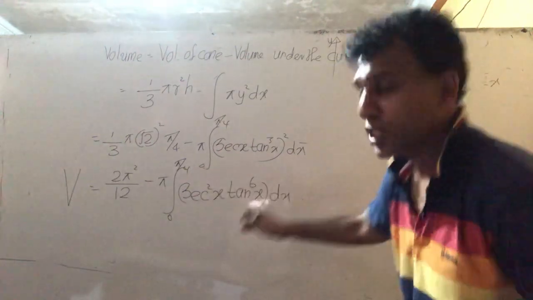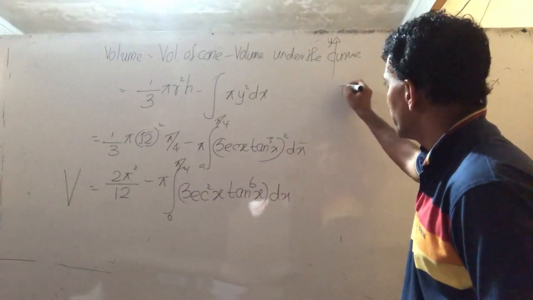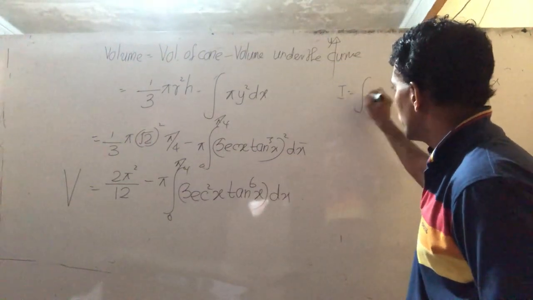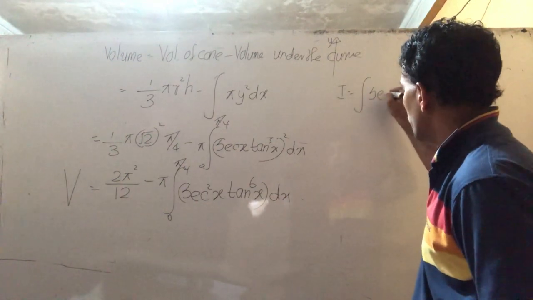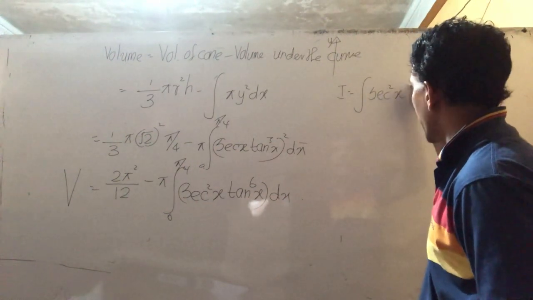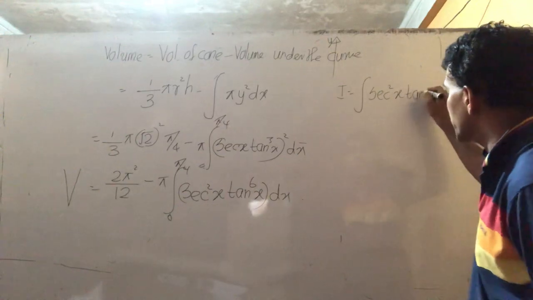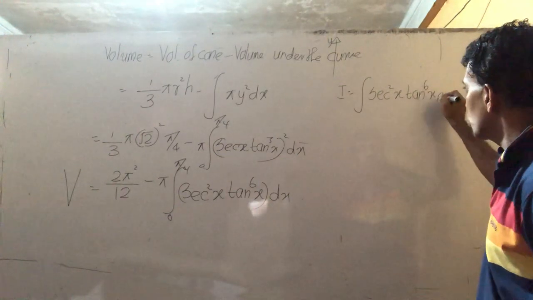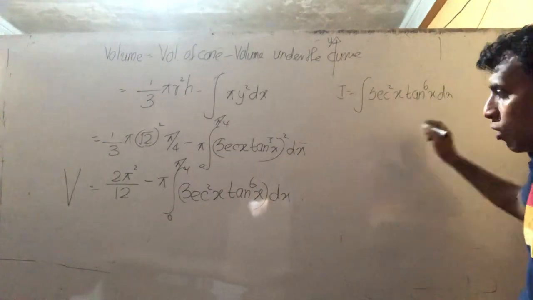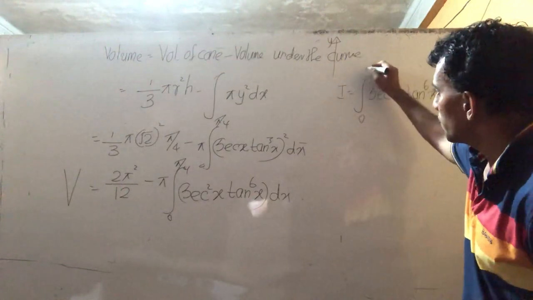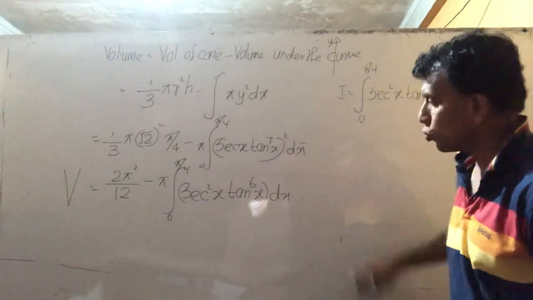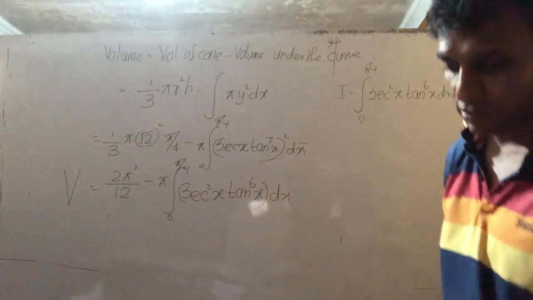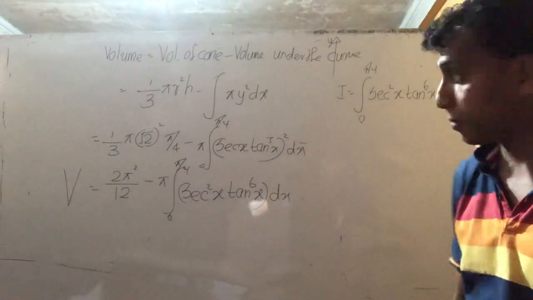I take this part separately. I say I equals the integral of sec square x tan to the power 6 x into dx. The boundary is a definite integral, 0 to pi by 4.